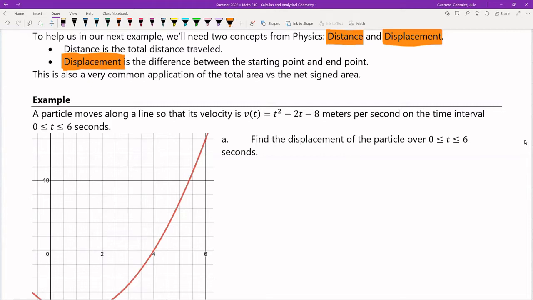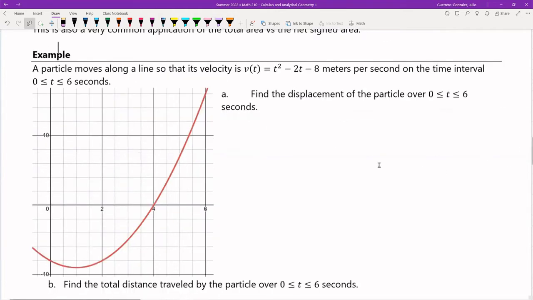When we're doing this next example, this is actually a very common application, I know it's really annoying, of the total area versus the net signed area of a function. So let's go ahead and jump into the example here. We have a particle along a line, so that its velocity is given by that equation right there. V of t is equal to that right there, in meters per second, on the time interval 0 to 6 seconds. So the first thing I'm going to do is compute the displacement.